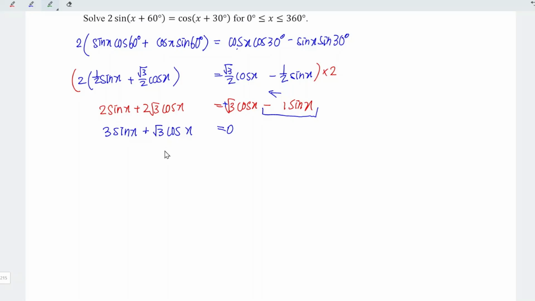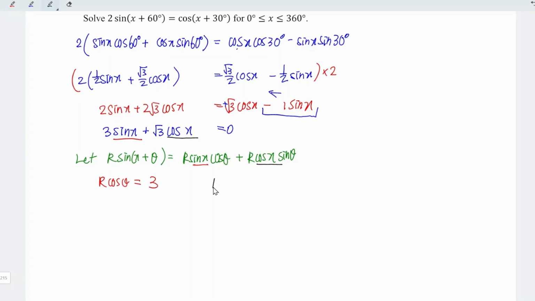Let's solve this equation by using the transformation method. We can let r sine (x plus theta) be equal to r sine x cos theta plus r cos x sine theta. By comparing, r cos theta is equal to 3 while r sine theta is equal to √3. Since the right hand side of this equation is equal to 0, the value of r is not important, so we can simply let r be equal to k and we just have to solve for theta.